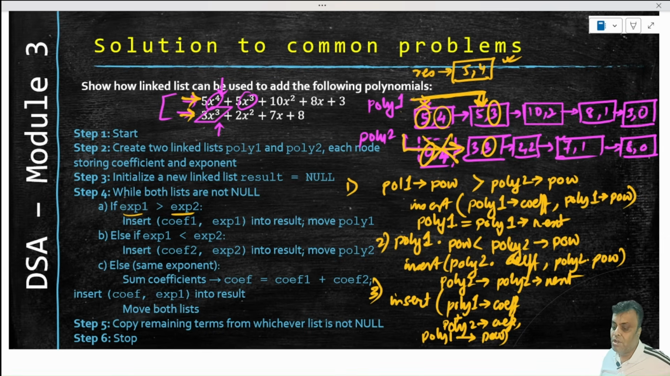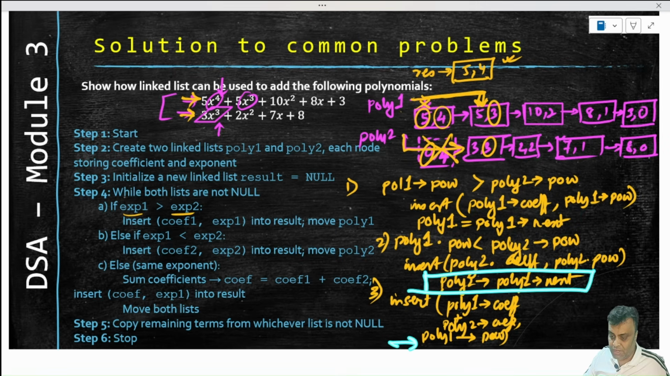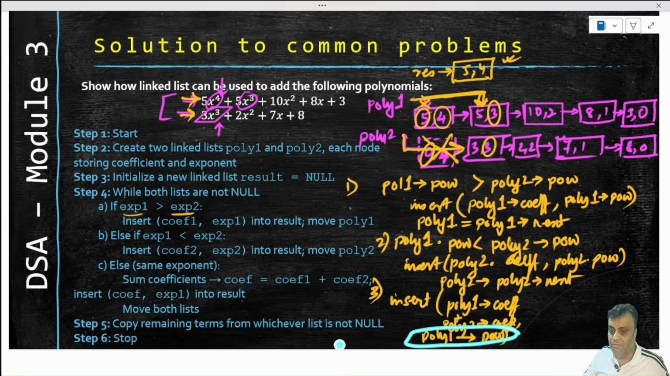And of course, we'll have to do a polynomial 1 move next, polynomial 1 is equal to polynomial 1 arrow next, and polynomial 2 move next, which is polynomial 2 is equal to polynomial 2 arrow next. I hope you can understand I'm talking about these two statements. So we'll have to do this statement and we'll also have to do this statement here. So what we did is we added the two coefficients, we kept the power any one of them, right?